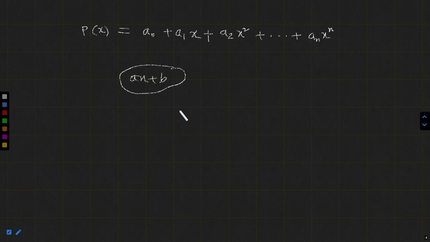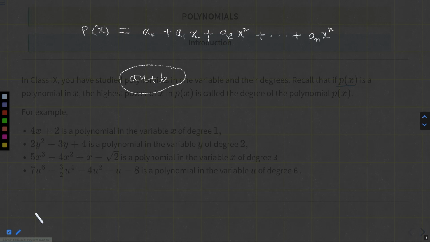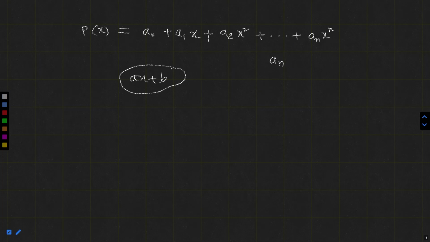Then we also introduce the term degree of the polynomial. If we have a polynomial p of x, a polynomial in the variable x, the highest power of variable x in p of x is called the degree of the polynomial. For this expression, if an is not equal to 0 and a0, a1, a2 up to an are all real numbers, then the degree of this polynomial p of x is n, since the highest power of the variable x is n.